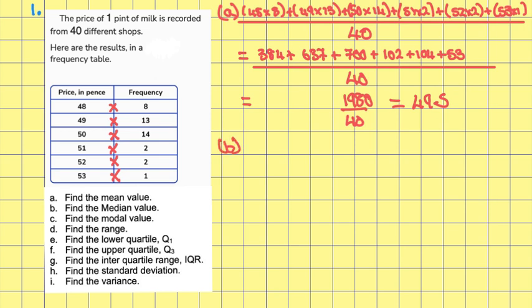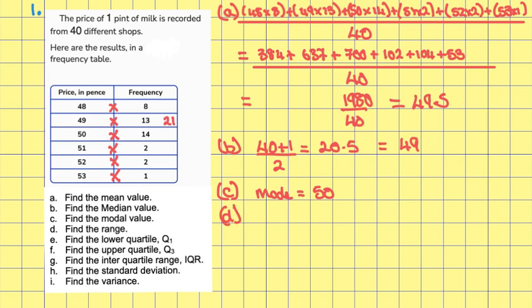B, to find the median, I need to find the middle value, so that's 40 plus 1 divided by 2, which is 20.5. So I want the 20th and the 21st piece of data. Well, I've got 8 plus 13 takes me to 21. So they are both 49. So my median is 49. The mode is which value occurs most often. Well, 50 occurs most often, so the mode is equal to 50.